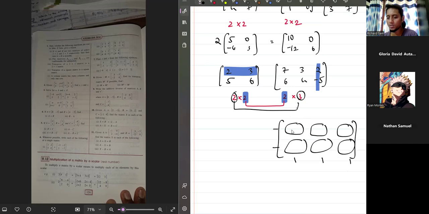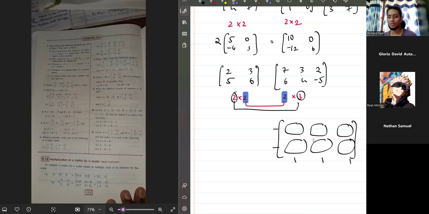To get this first position, what you'll multiply? The first row here and the first column here to get this. Then to get this, first row and second column. Then to get this value, first row with third column. Next, how do you get this value? You will multiply second column with the first row.